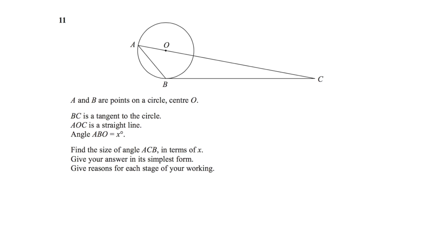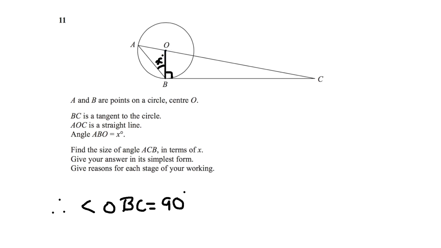According to our circle theorem, whenever a radius and a tangent join together, it forms 90 degrees. So the radius from O to B joins a tangent from C to B and forms 90 degrees. Therefore, angle OBC is equal to 90 degrees. We also know the angle ABO, which is given as x degrees. So ABO is x degrees, so let's write that over here.